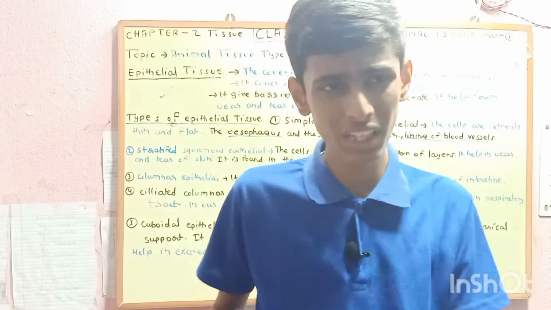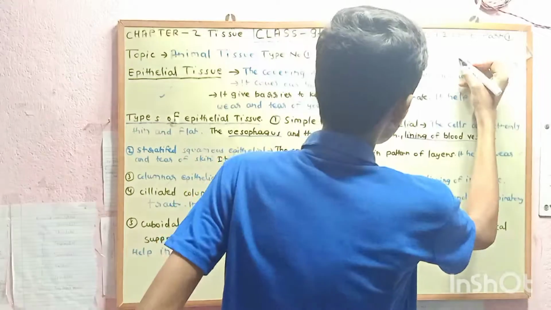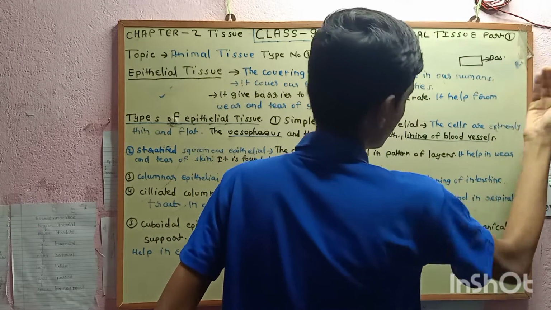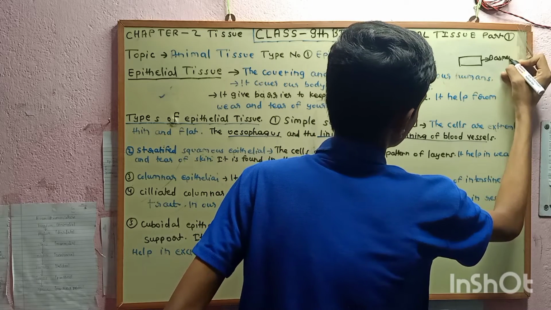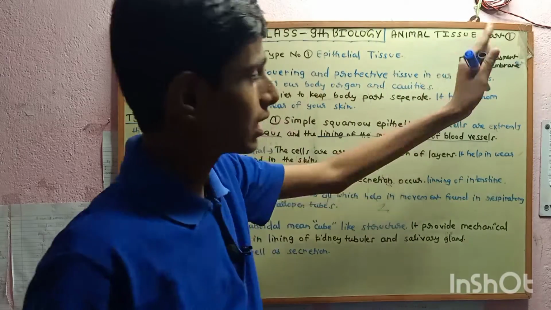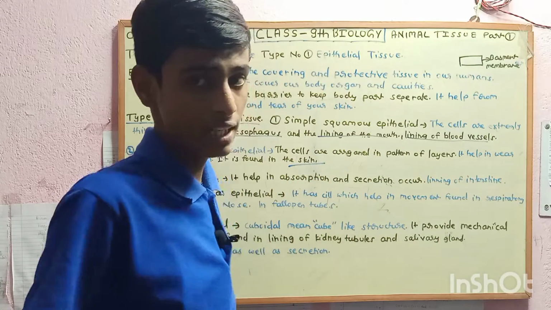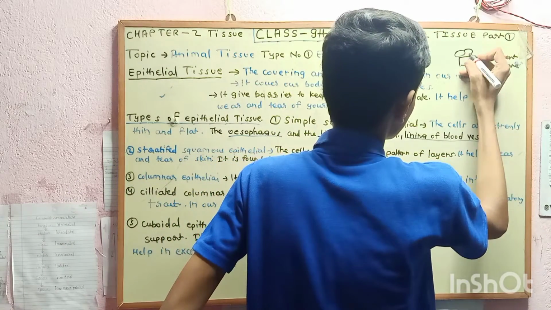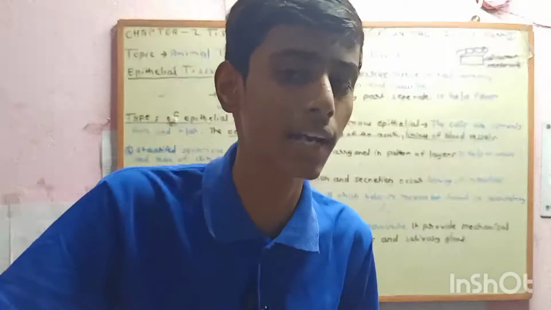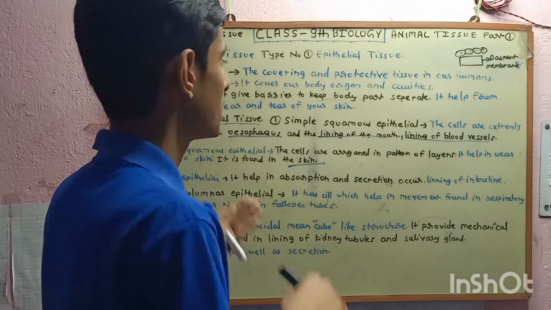In simple squamous epithelial, this is the basement membrane of any epithelial tissue. And above it the cells are arranged. In simple squamous epithelial tissue, the cells are like that, in a simple line, in a straight line, in a thin line, in a flat line. They will stand flat. The cells are extremely thin and flat.